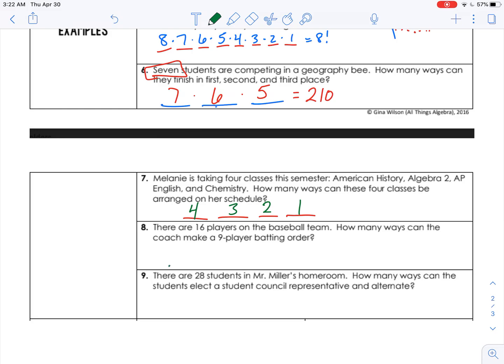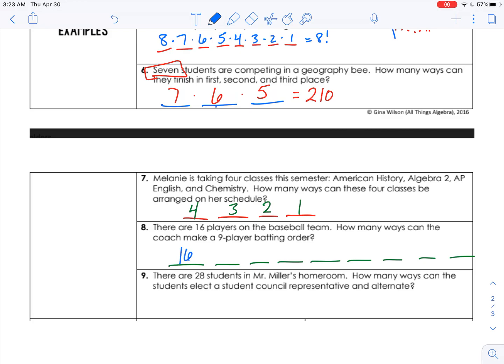Alright, let's do the next one here. 1, 2, 3, 4, 5, 6, 7, 8, 9. I've got 9 positions on a baseball diamond and 16 players. So how many players can I pick from for my first baseman, assuming maybe they're playing Little League or T-ball, where they really don't have any special skills yet? Well, I could pick from 16 different kids for first base.